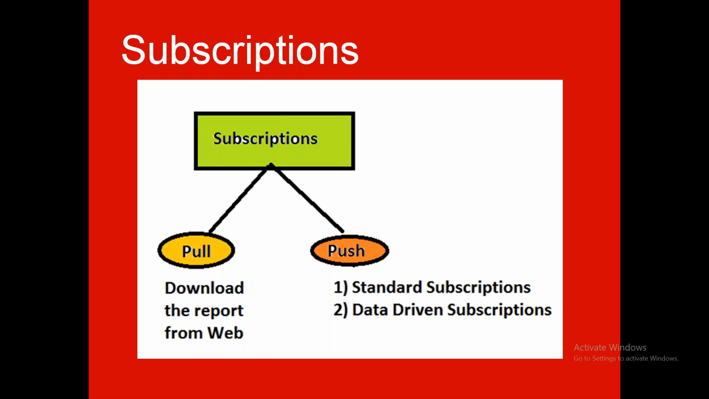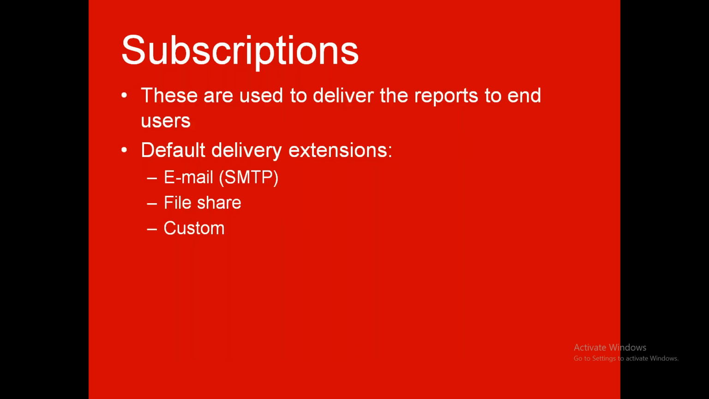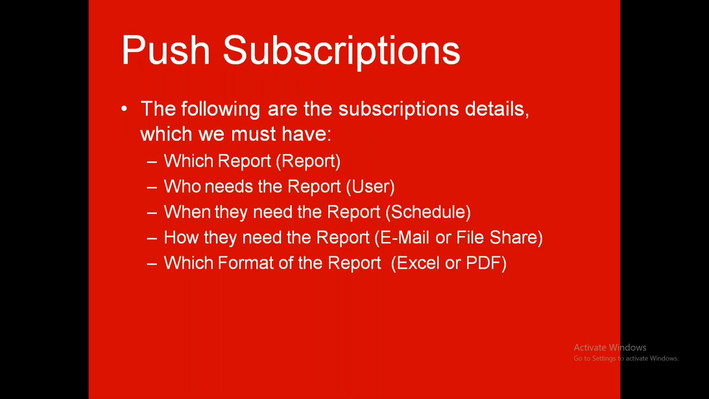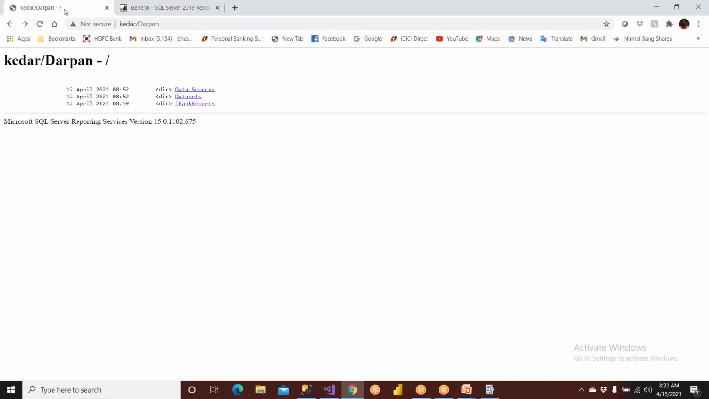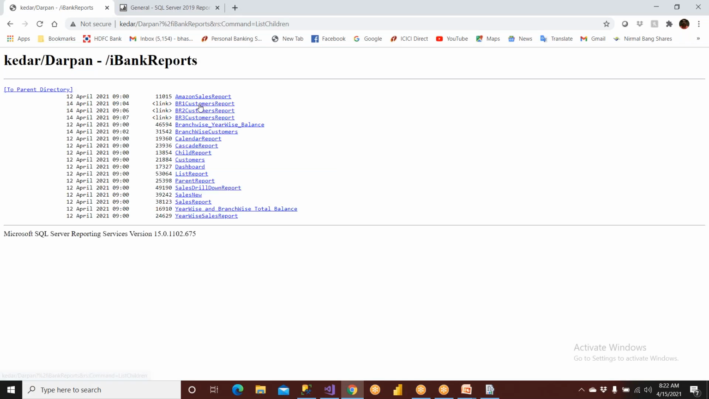We can create both of them to get the reports delivered to the end user. So how can the report be delivered? We can use either email or file share. Custom we cannot do; we need a third-party developer's help in that. Now, to create subscriptions, especially push subscriptions. For pull, we cannot do anything because the customer himself or herself goes to the web and downloads the report. For example, if I wanted a report, what do I do? I go to my URL. This is the URL. So I go to this one.